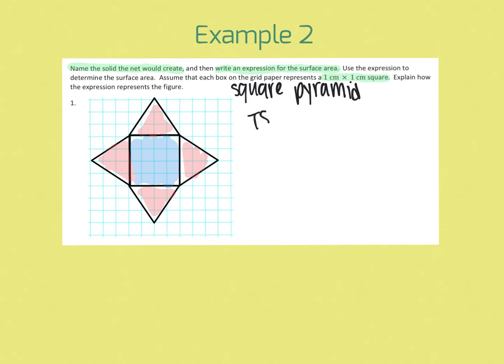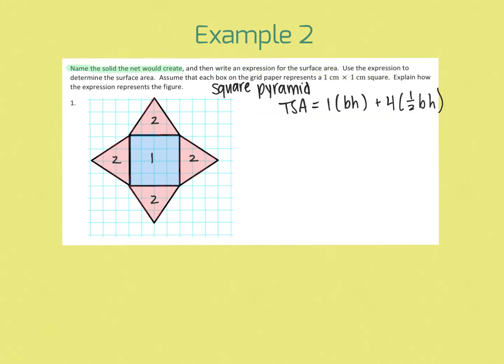This means the total surface area equals the area of the 4 congruent triangle faces plus the area of the 1 square base. So we would do 1 times base times height for the square plus 4 times 1/2 base times height for the triangles.